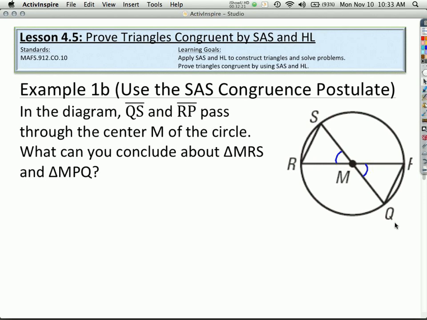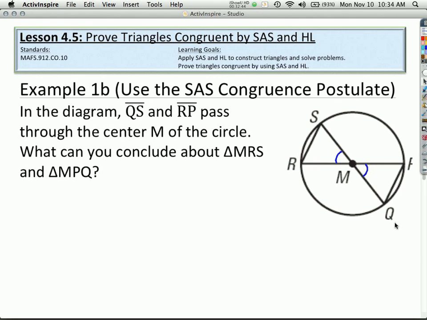Okay, Brian was next, and Brandon? Okay, M is the center of the circle, and both RP and SQ are the diameter of the circle. And since M is the middle, each side is the radius, and the radius is equal. That's right. And I'll be honest with you, I threw this in.